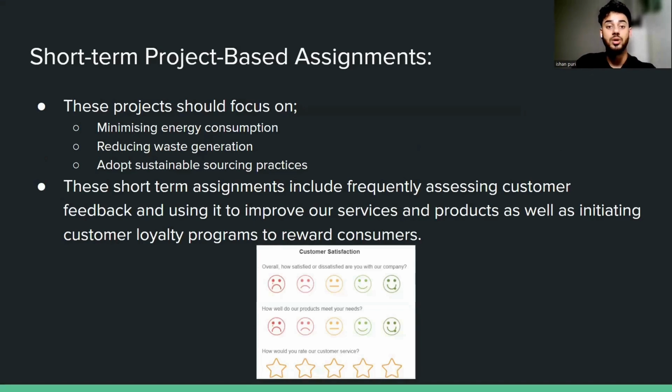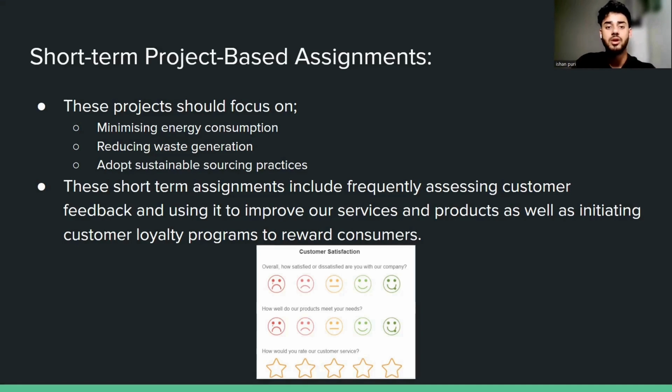Short-term projects at Woolworths should also prioritize sustainability. To achieve this, the company can create project teams that include sustainability experts, ensuring that environmental concerns are embedded in the project planning and execution. For instance, these teams can focus on reducing energy consumption, minimizing waste generation, and adopting sustainable sourcing practices in line with corporate social responsibility principles. All of these can be done by obtaining customer feedback and launching customer loyalty programs with incentives.